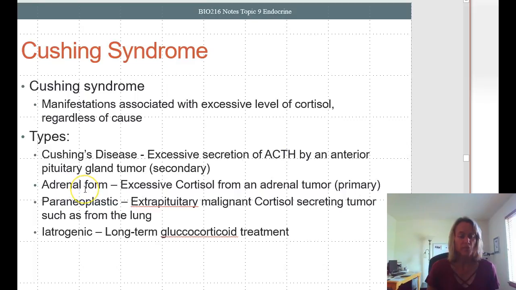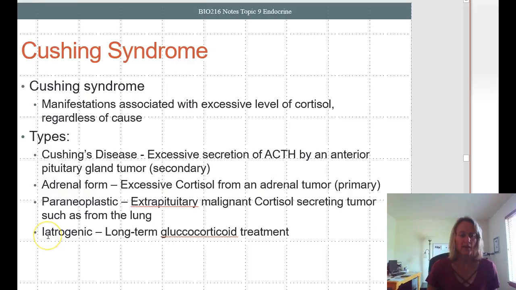The adrenal form, which would be primary, is when we have excessive cortisol secretion from an adrenal tumor. Paraneoplastic is another condition where it's not in the pituitary, but you have an extra-pituitary malignant cortisol-secreting tumor, such as from the lung, or you could have an ACTH-secreting tumor, not from the pituitary, that is causing an excess in cortisol secretion. And that's probably the more likely cause, an ACTH-secreting tumor rather than a cortisol-secreting tumor.